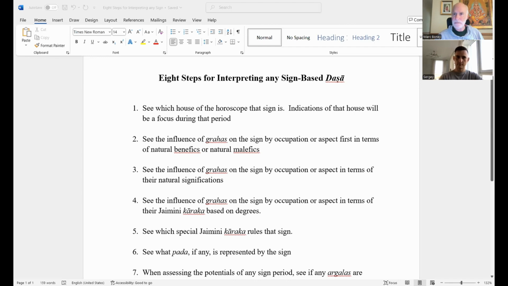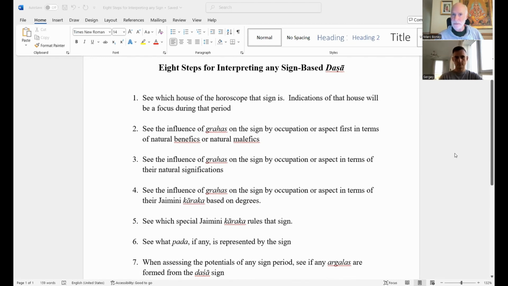So the lesson that I'm going to be giving today is what I developed as a step-by-step, 8-step process for interpreting any sign-based period, right? And so if you want to become proficient at the Jaimini system, every time you interpret a sign period for someone, if you just go through these 8 steps, you'll be able to extract a lot of accurate interpretation and potentially good predictions based on that. So let me start by sharing a screen that is going to have a document. The document's going to be in English. I'll send it to you and you can maybe translate it into Russian.